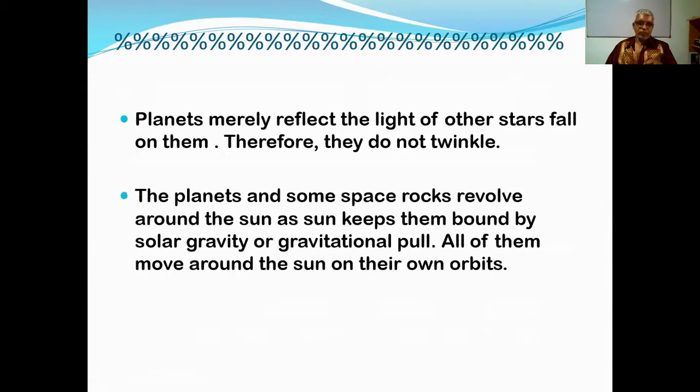Now you know them. The planets and some space rocks revolve around the sun as the sun keeps them bound by solar gravity or gravitational pull. All of them move around the sun on their own orbit. Orbit means path. You know about gravity. The sun also possesses gravity. Even our Earth and all other planets keep their own gravity.